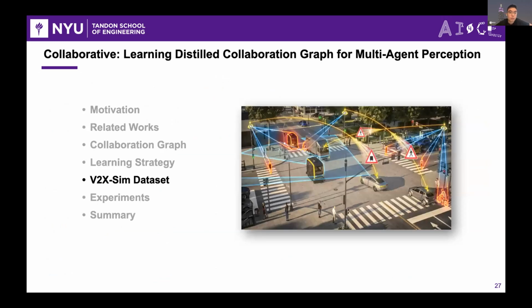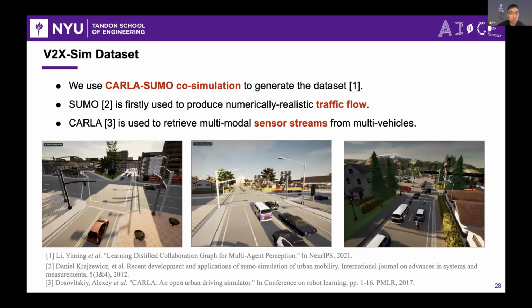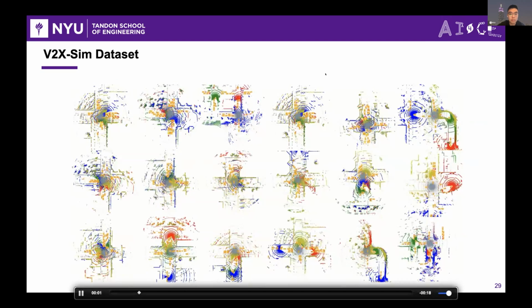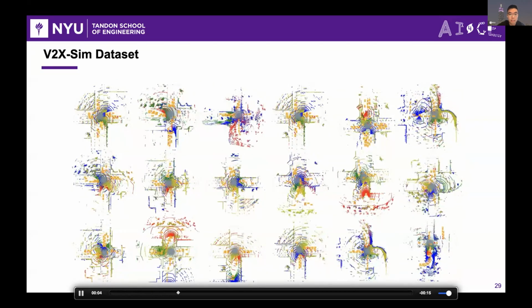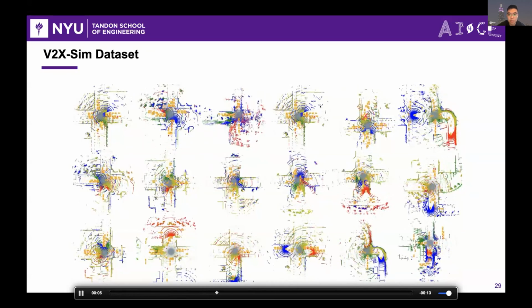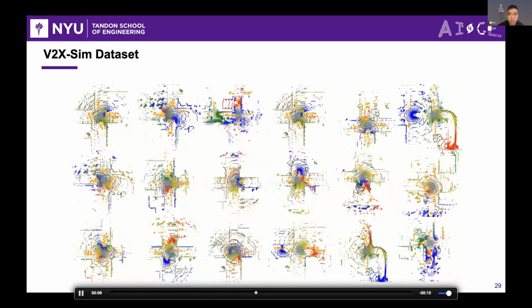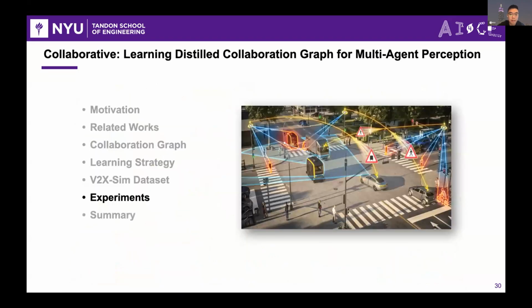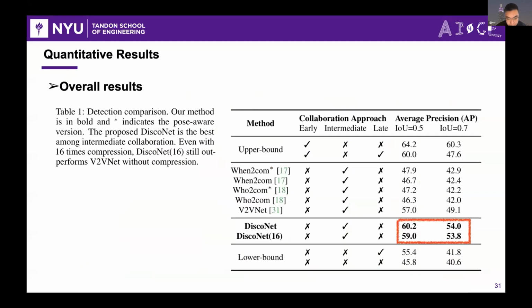And to verify our method, we propose a new data set, V2X-Sim. We use the CARLA simulator together with SUMO to generate the data set. And here are some visualizations in the bird's eye view. You can see that each color denotes measurements from an agent, and the orange boxes denote the vehicles to be detected. And our method has shown the best performance among all these intermediate-based methods.